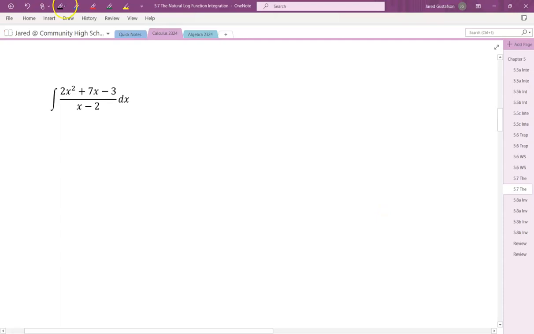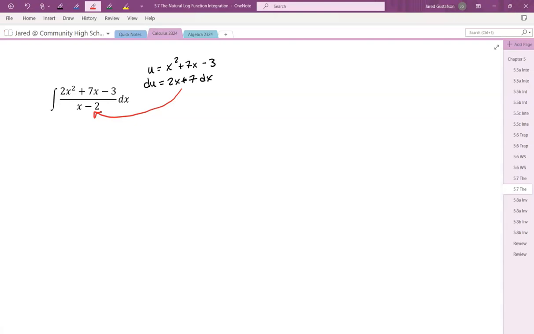All right, this next problem is where we start getting a little tricky. You might say, well, look, right there, quadratic, and down underneath we have linear, so maybe the idea here is to make u x squared plus 7x minus 3, taking the derivative, du equals 2x plus 7 dx. And there's a couple things wrong with this. First of all, getting 2x plus 7 to match x minus 2 is not going to be doable.